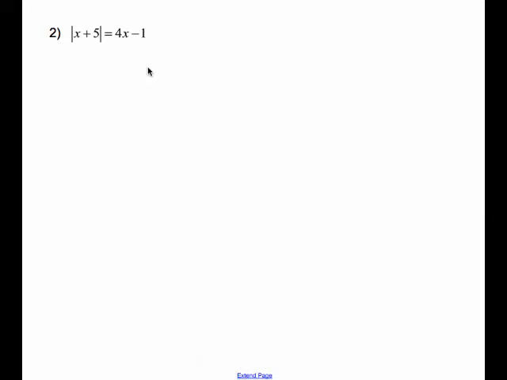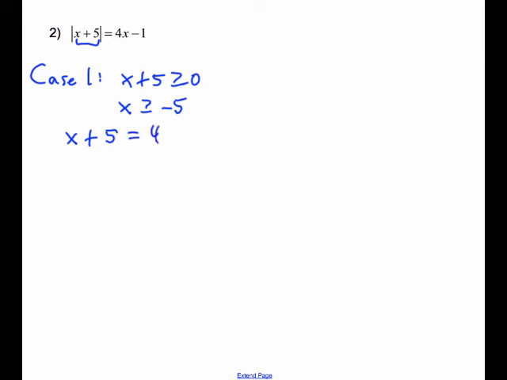So to solve algebraically, I have to consider when the inside is positive and when the inside is negative. So case 1, if the inside is positive, if x plus 5 is positive or equal to 0, that will happen when x is greater than or equal to negative 5. And then my equation would be the inside as it is, because it's a positive value, so the absolute value of the positive value will be the same as what's inside, equals 4x minus 1.